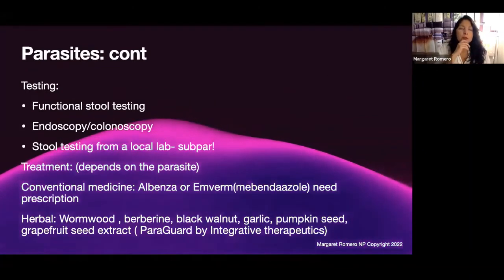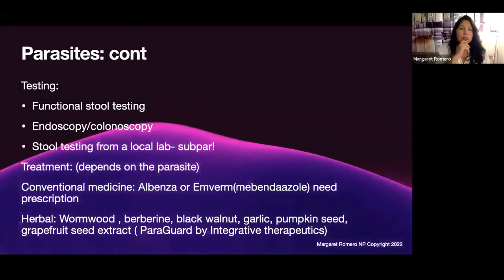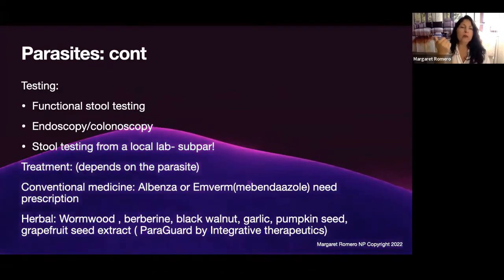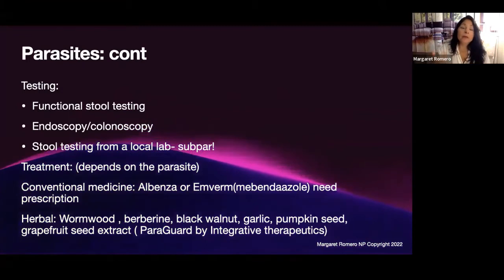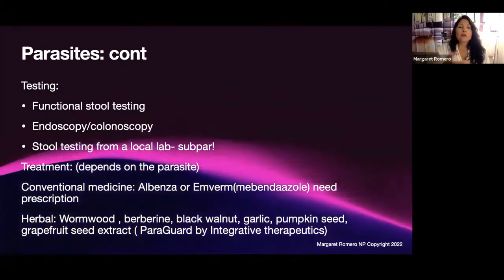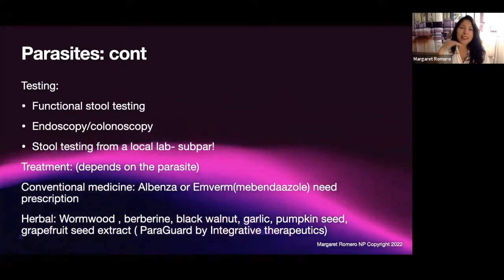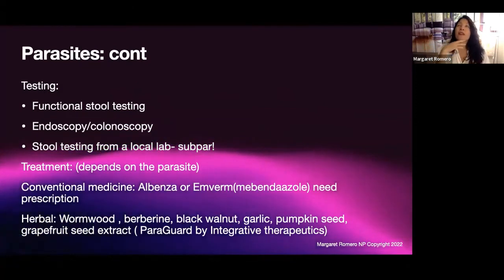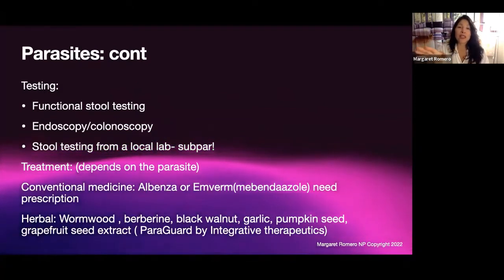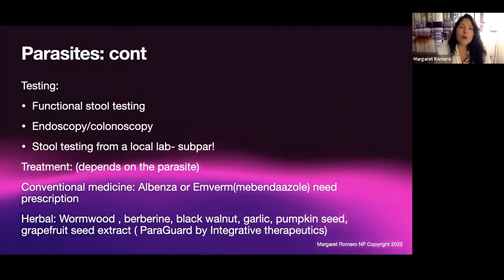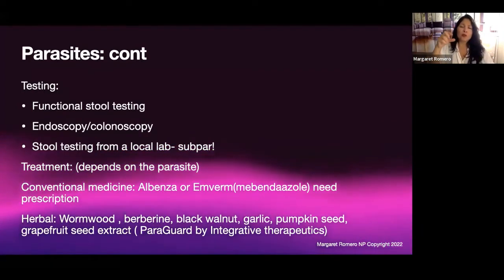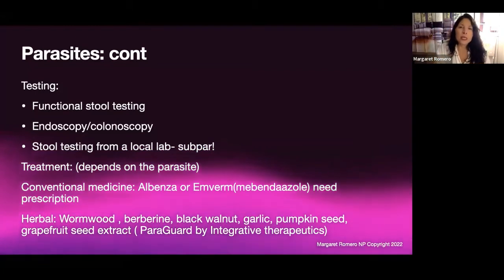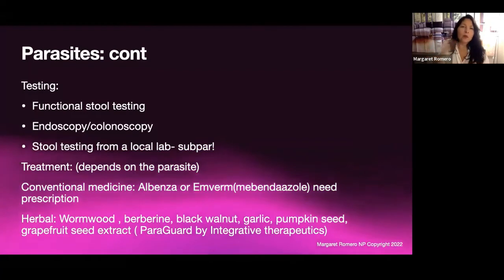Okay, so testing for parasites. Functional stool test, like the one I do, upper endoscopy, a colonoscopy, and you can do stool testing from a local lab. I think that is super subpar. That is probably one of the worst tests, but it's one of the only ones that I'm almost positive your primary will be like, oh yeah, here's a little thing, bring this in, and we'll submit it to the local lab. No, because it'll most likely come back negative.